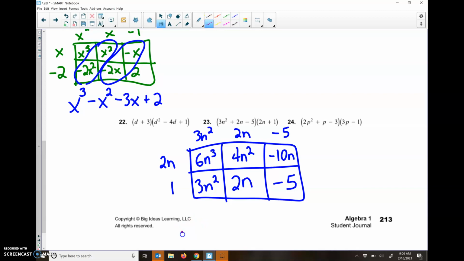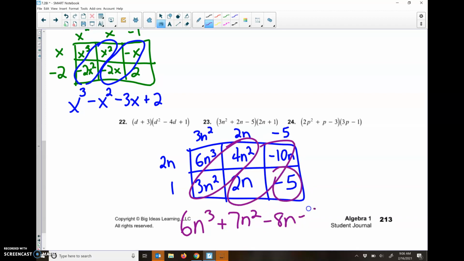Again, I can do my diagonals and combine those. So 6n to the third by itself. Diagonals 3n squared and 4n squared give me 7n squared. -10n and 2n gives me -8n. And then -5 by itself. So that would be my final answer. And this will be as hard as it gets.